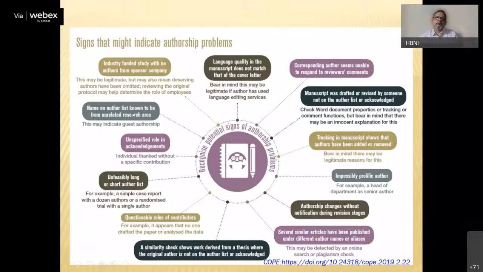Then the names on the author list known to be from an unrelated research area. So there's a physics paper and then someone from life sciences becomes an author in this. Why? Then an industry funded study with no authors from a sponsored company. Again, this is a question of conflict of interest and other issues here, and why it should be so, one has to explain. So these are the ways a journal editor can easily detect that there could be, not there are, but there could be problems in the authorship issues.